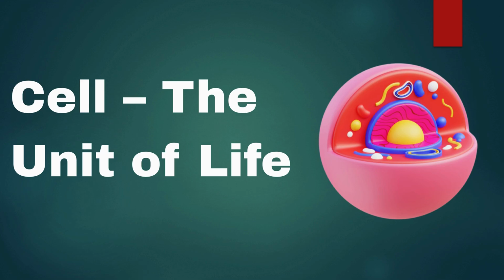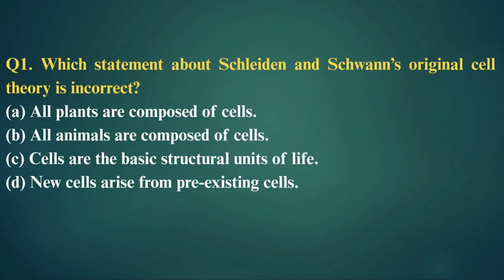Cell, the unit of life. Question 1. Which statement about Schleiden and Schwann's original cell theory is incorrect? A. All plants are composed of cells. B. All animals are composed of cells. C. Cells are the basic structural units of life. D. New cells arise from pre-existing cells.